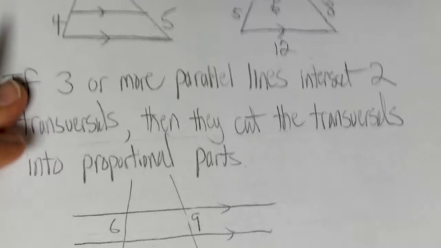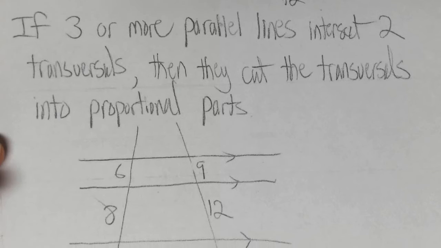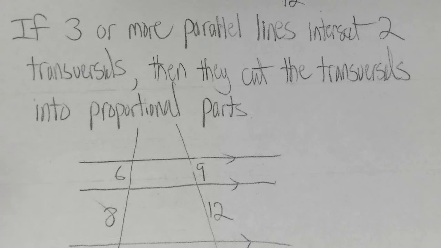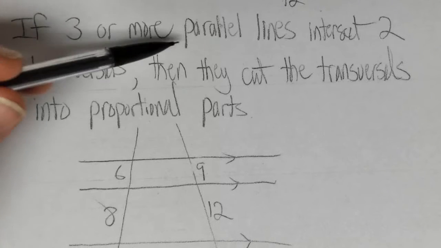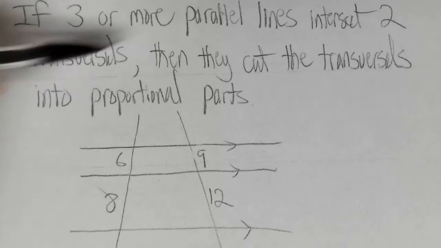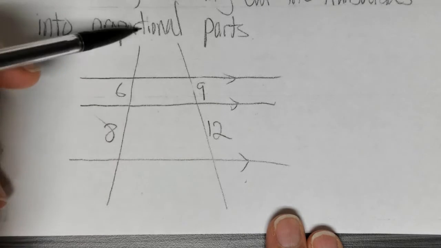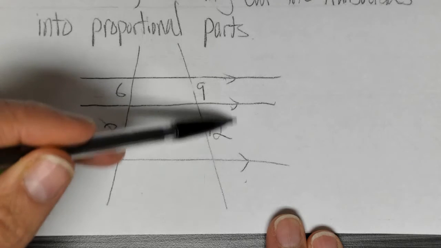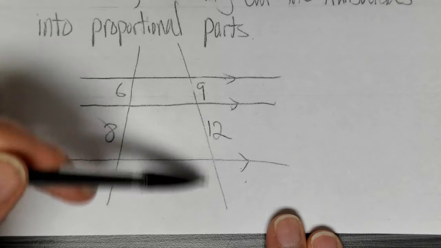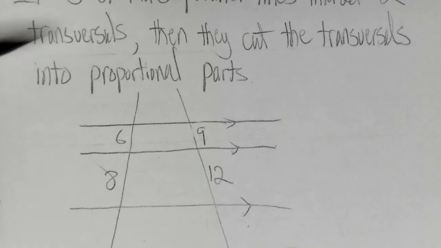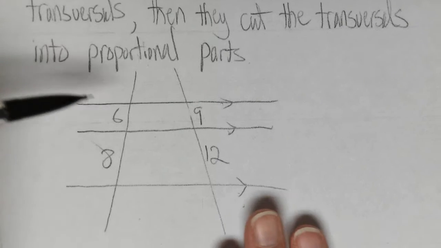Okay? All right, here's the second theorem that we're going to be looking at. It says if 3 or more parallel lines intersect 2 transversals, then they cut the transversals into proportional parts. All right, so this time 3 or more parallel lines cut 2 transversals. So here I've got 3, and here are my 2 transversals. 3 parallel lines, 2 transversals. Then they cut the transversals into proportional parts.